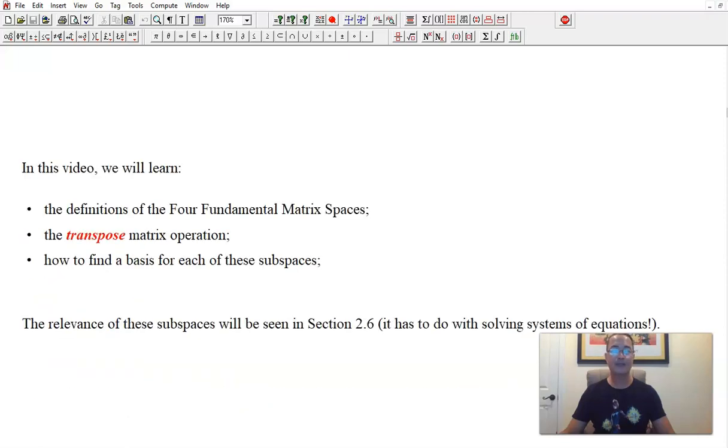So, what are we going to do in this video? We will learn what these 4 fundamental matrix spaces are. We will learn an operation on a matrix called the transpose operation, and we will find a basis for each of these 4 fundamental spaces. Why are we studying these 4 spaces? You will have to wait a couple of sections down the road, but spoiler alert, it is about solving systems of equations, just as you would have suspected.